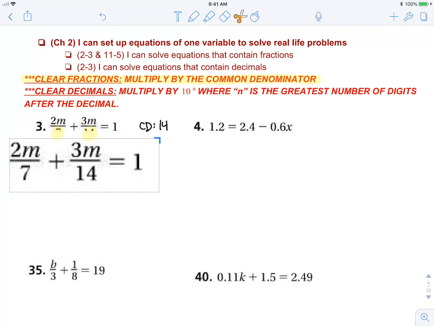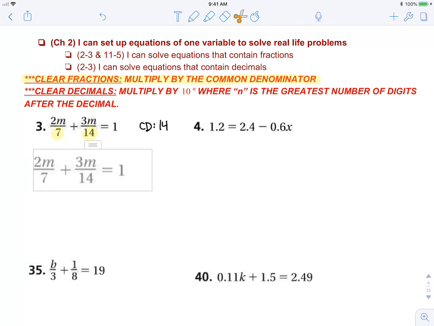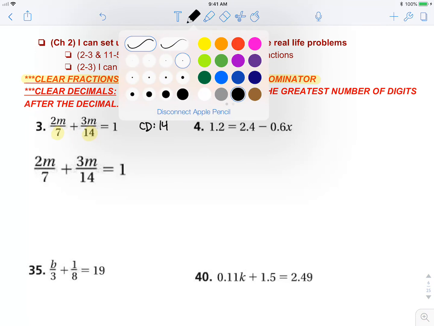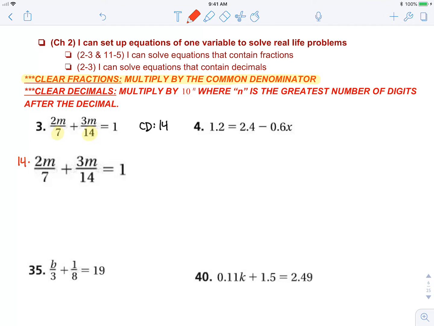So I'm going to multiply each term here by the common denominator. So I'm going to multiply times 14, times 14, times 14, all three terms. Now I'm going to cross cancel. 14 and 7 are both divisible by 7, so this becomes 2 and this becomes 1. These 14s cancel completely. So we're left with 2 times 2, which is 4m, plus 3m equals 14.